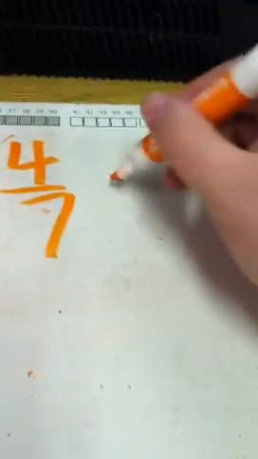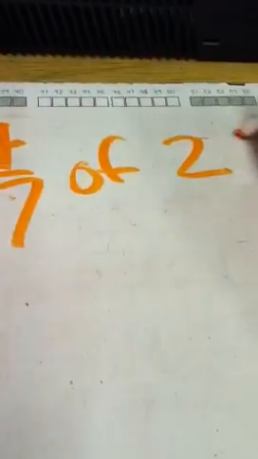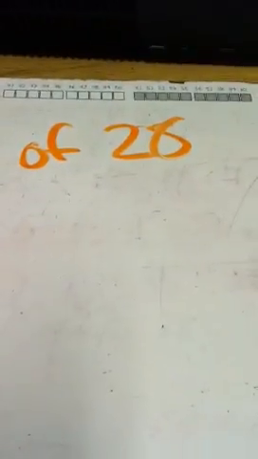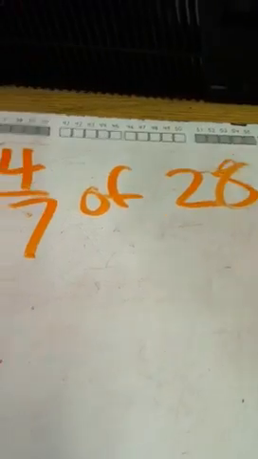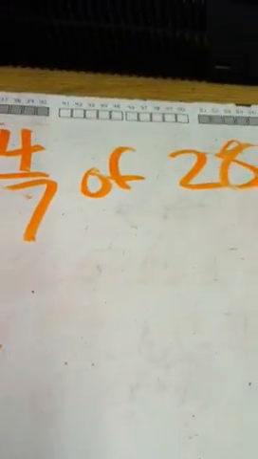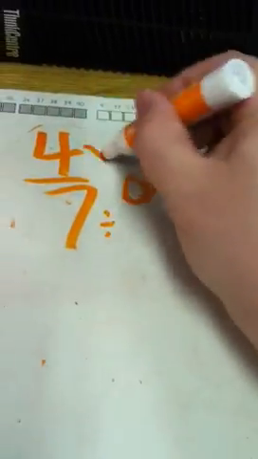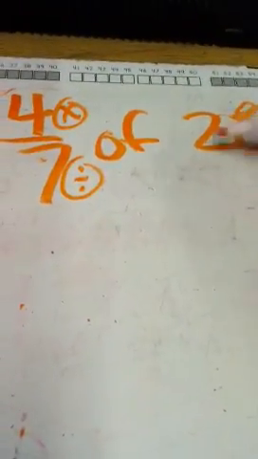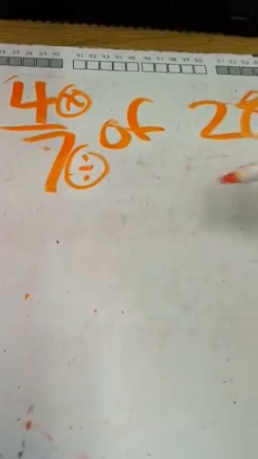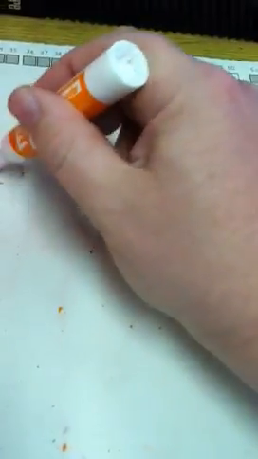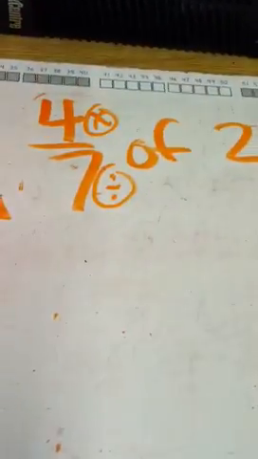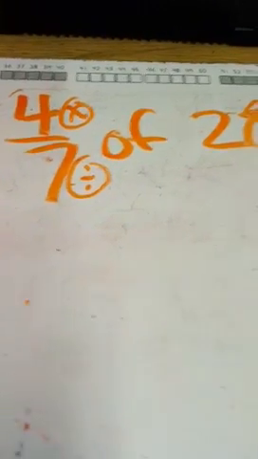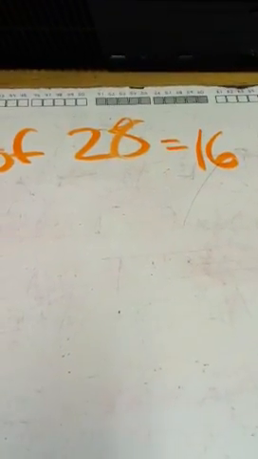So let's do 4/7 of 28. Again, remember you're using two math operations: division and multiplication. You're dividing first, multiplying second. So if you take 28 divided by 7, you get 4. You then take that 4, multiply it by 4, and you end up with an answer of 16.